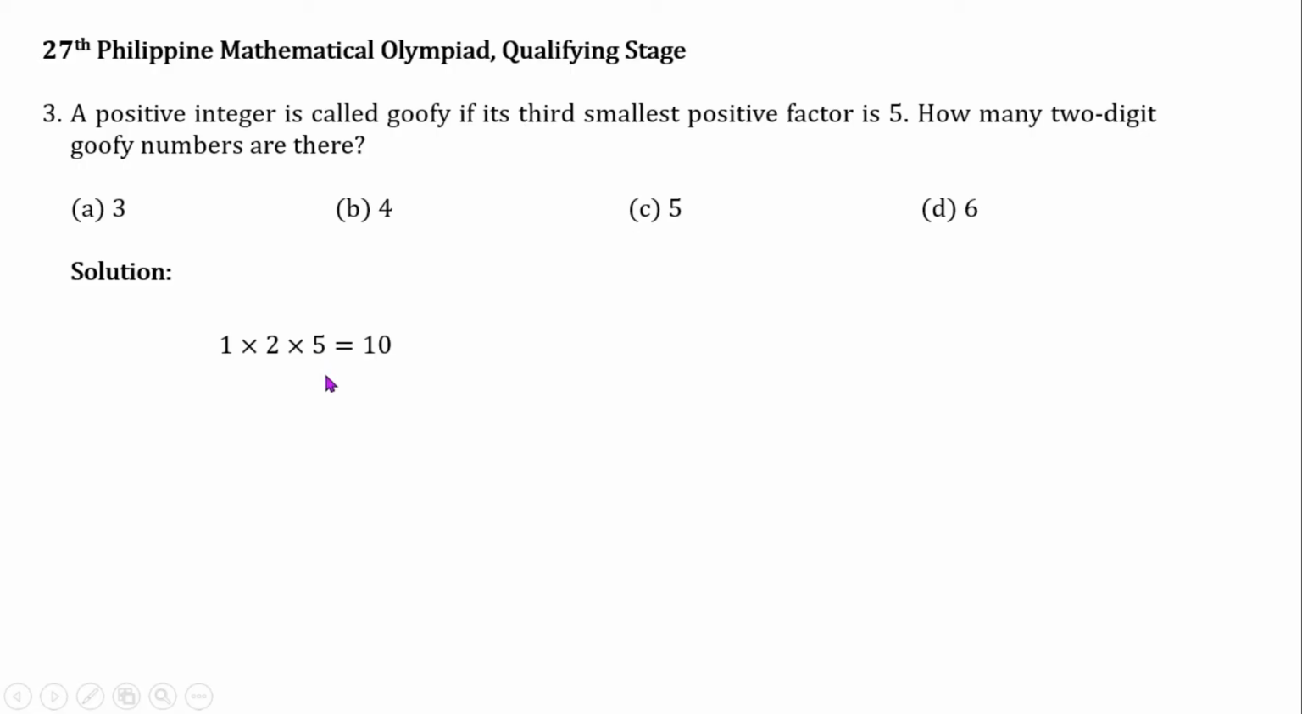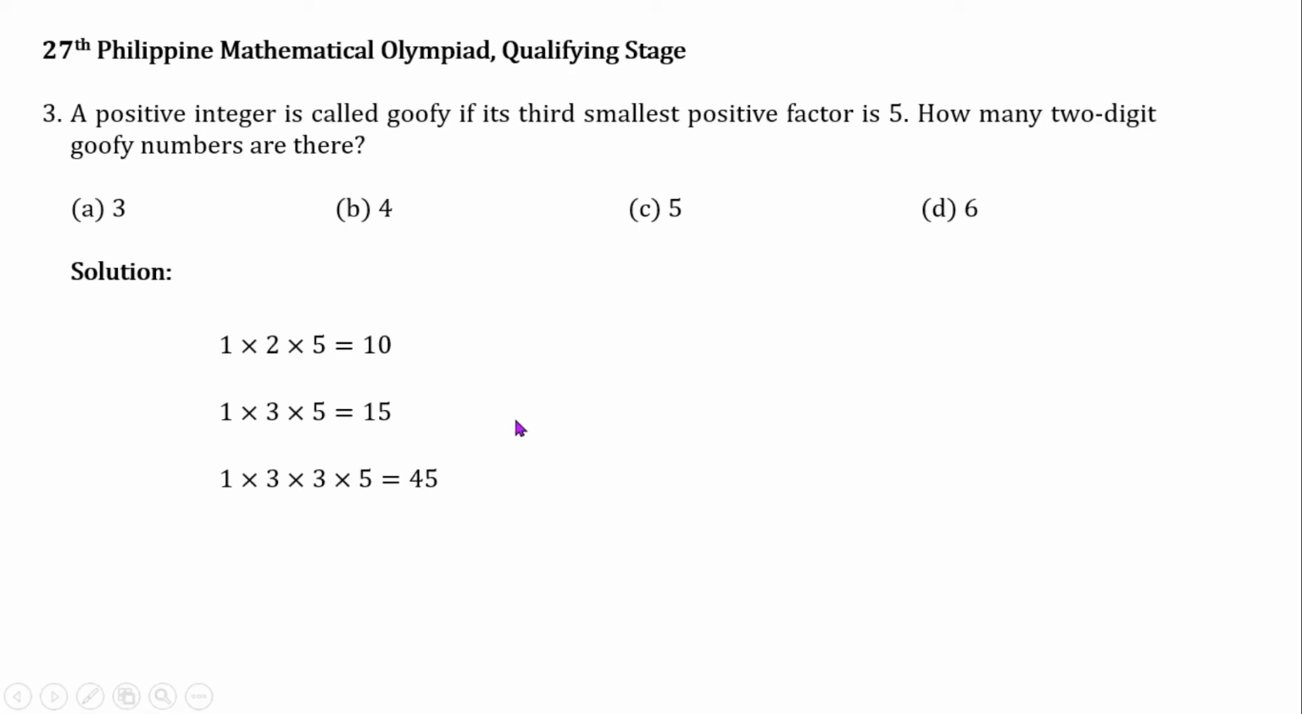Now, how do we build the next number? Is it possible for us to insert another factor of 2? So if we insert another factor of 2, the third smallest positive factor actually changes. It becomes 4. So we cannot introduce another factor of 2. Now what if we replace 2 by 3? So we have this number. 1 times 3 times 5, which is 15. And obviously, the third smallest positive factor of 15 is 5. So this number satisfies the given condition.